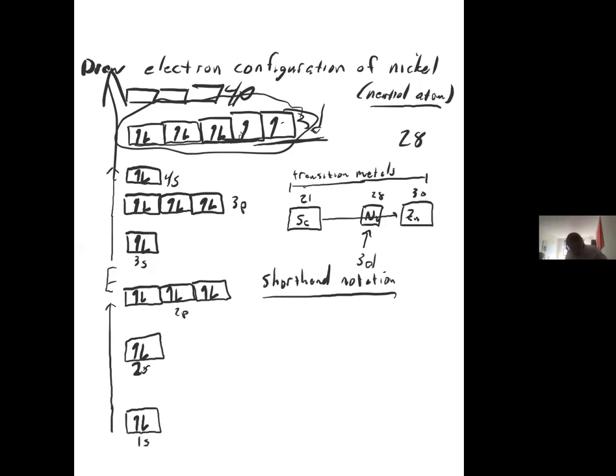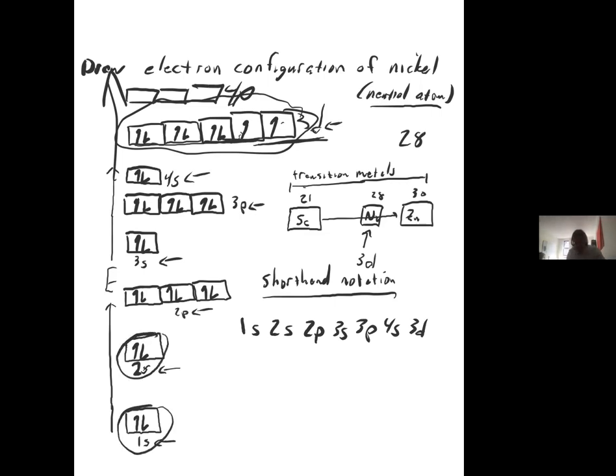What you do is you start at the beginning, you start at 1s, and you just write down the orbitals that have electrons. Okay, so I'm just going to start from the beginning and go up. Okay, we're going to stop at 3d, right? Because there are no electrons in the 4p. Then you count up how many are in that subshell, and you write it as a superscript.